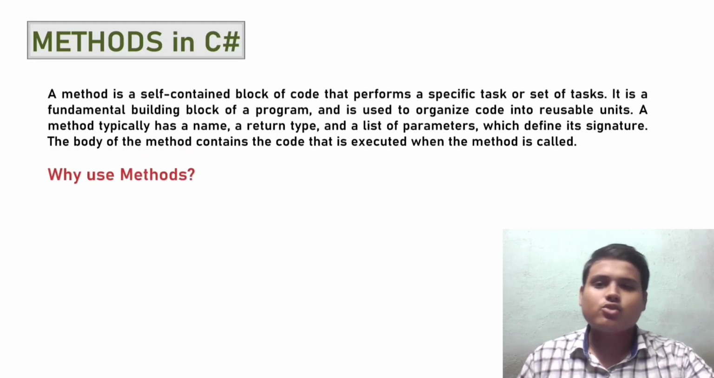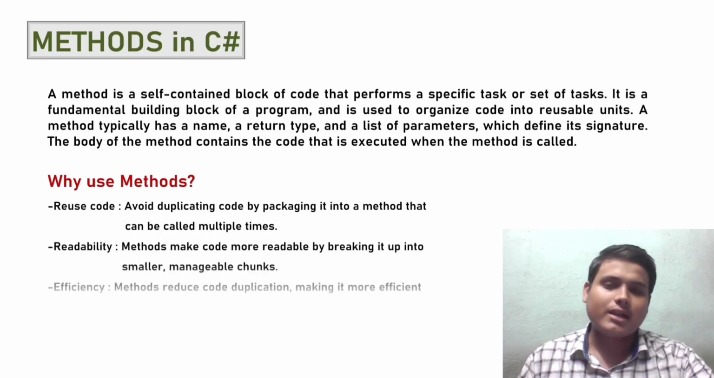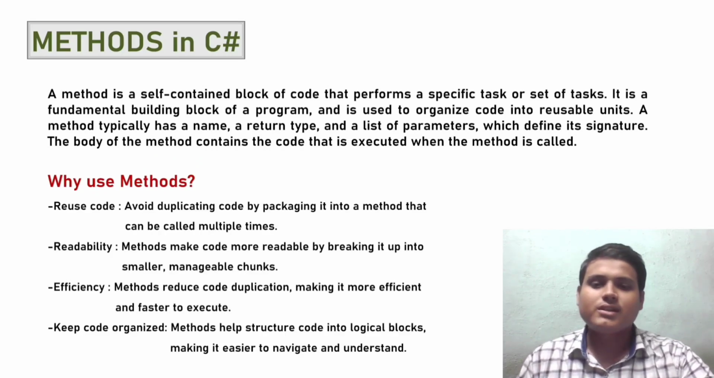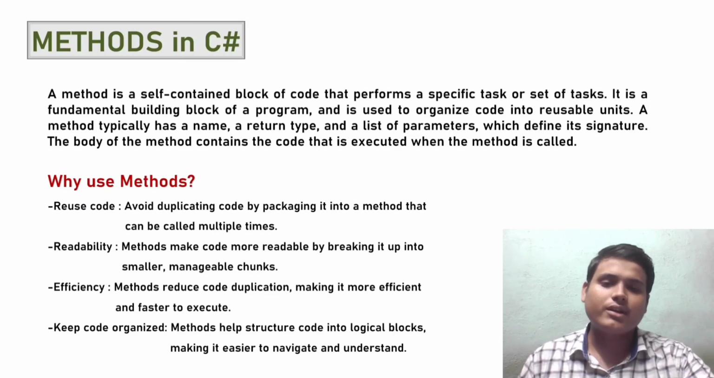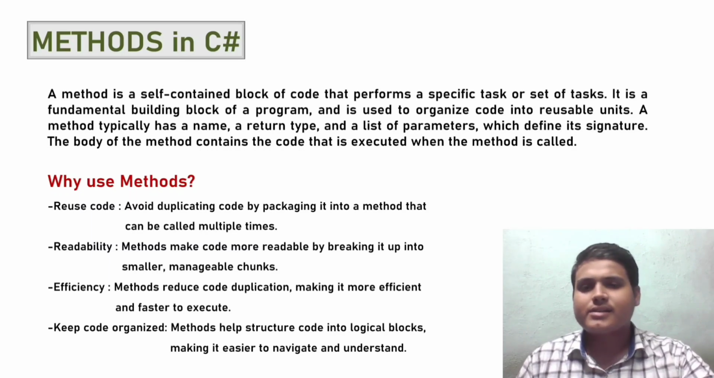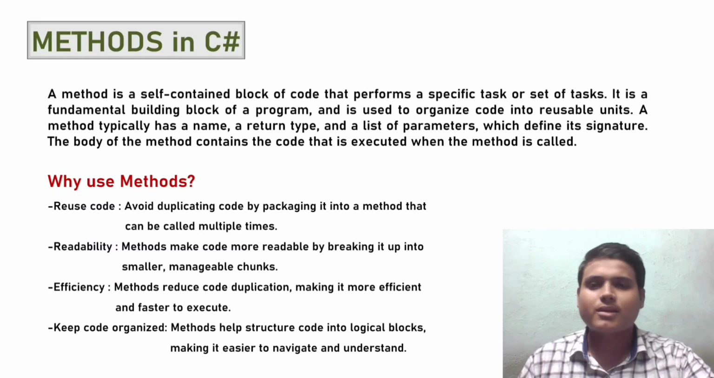So now we see why we use methods and what the advantages are. First one is reuse of code. We don't need to write the same code again and again. We put that in a method and use it again and again. Second is readability. The code is broken up into smaller parts so we can read it easily. Third one is efficiency. Methods make the code run faster by avoiding data duplication, so it gives efficiency to the program. And it is a very basic tool used to keep the code organized.